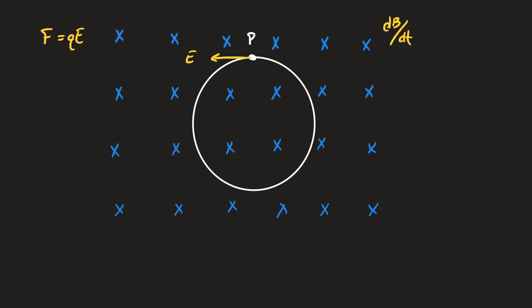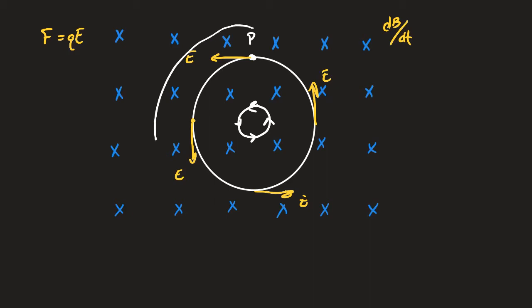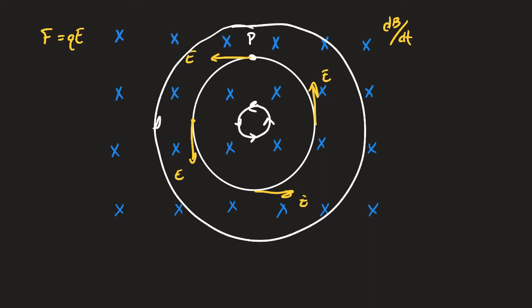And what that ultimately means is that there's an electric field that's in a circle all the way around this loop, that there's a circular electric field. It's weirder than that. There are concentric circular electric fields that emanate from the inside of your magnetic field.